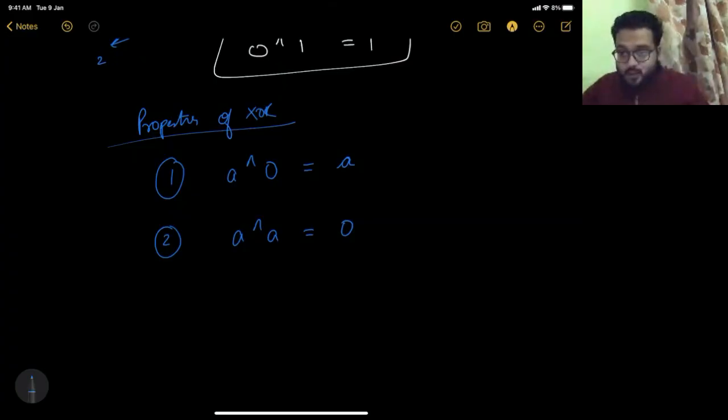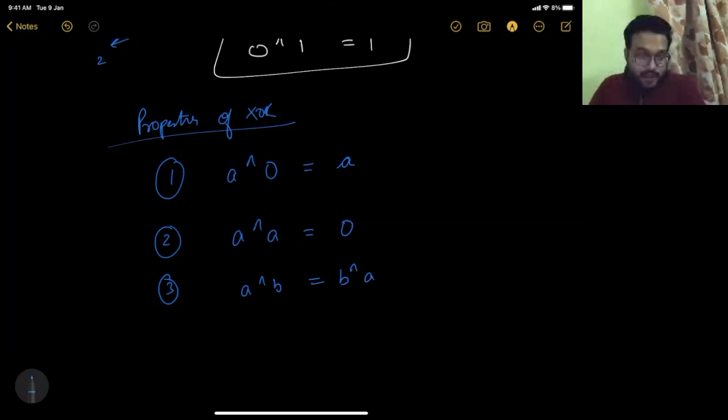Now, let's look at some more properties. If I do A XOR B, is it wise to say that that will be equal to B XOR A? Of course, yes. Order does not really matter. The only thing that matters is exclusivity. The exclusive one could have been in the first number or in the second number. That does not really matter. I can always switch A and B and still get the same answer.